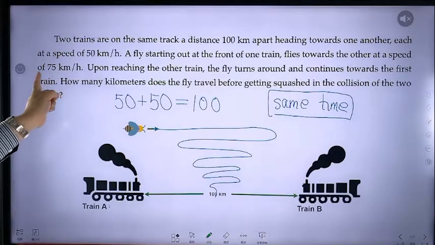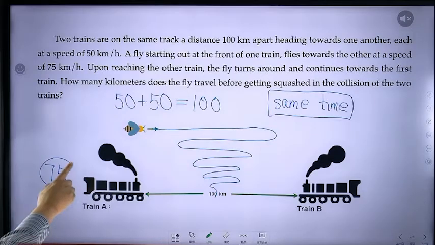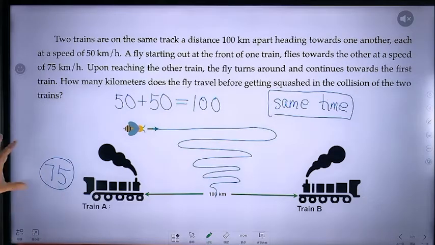So in 1 hour, the speed of the fly is 75 kilometers per hour, so that will be 75 kilometers, right? So that is a correct answer.